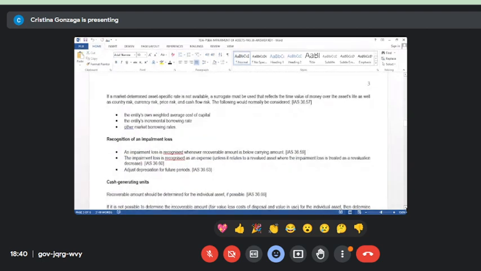Now, the discount rate may be the cost of capital. Kapag maraming sources ng fund in order to finance the asset, ang gagamitin mo is weighted average cost of capital kasi maraming sources ng fund. Do you still remember the computation of WACC, yung weighted average cost of capital? Okay. Or it may be the entity's incremental borrowing cost in the absence of weighted average cost of capital. Or you may use the market borrowing rates. Well, it depends on company policy which one to use as discount rate.